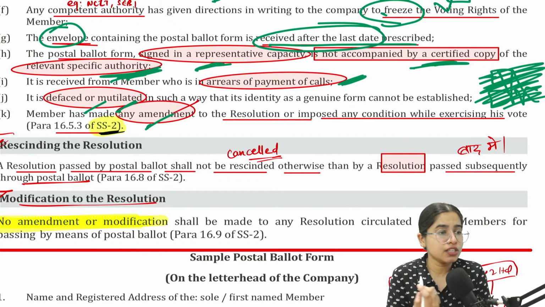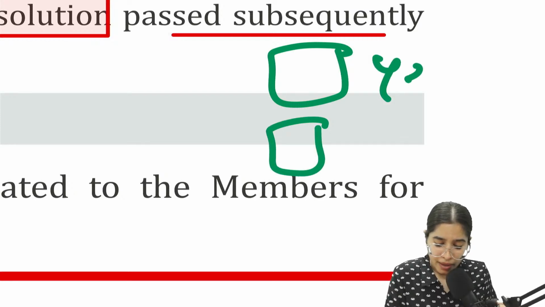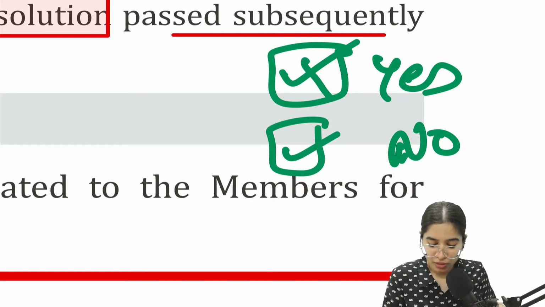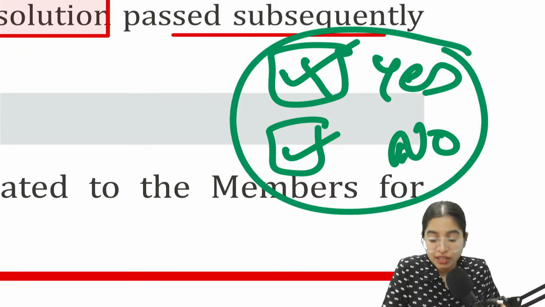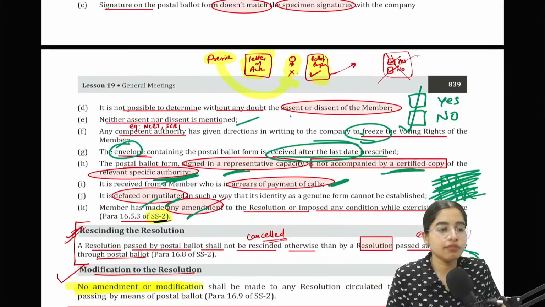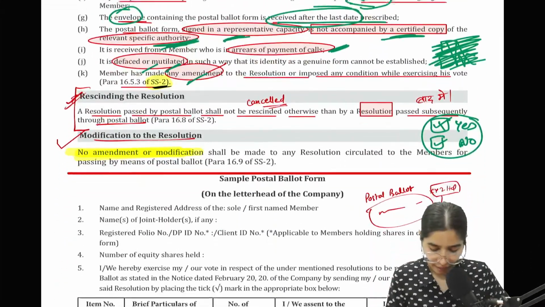If any amendment is made, amendment means you had first ticked yes, and later you crossed out the yes and ticked no. Changing is not allowed. Once you do it, do it after thinking carefully. So if you have made any amendment, meaning changes, then your ballot paper will be invalid. This is an important question: in what all circumstances will your ballot paper become invalid.